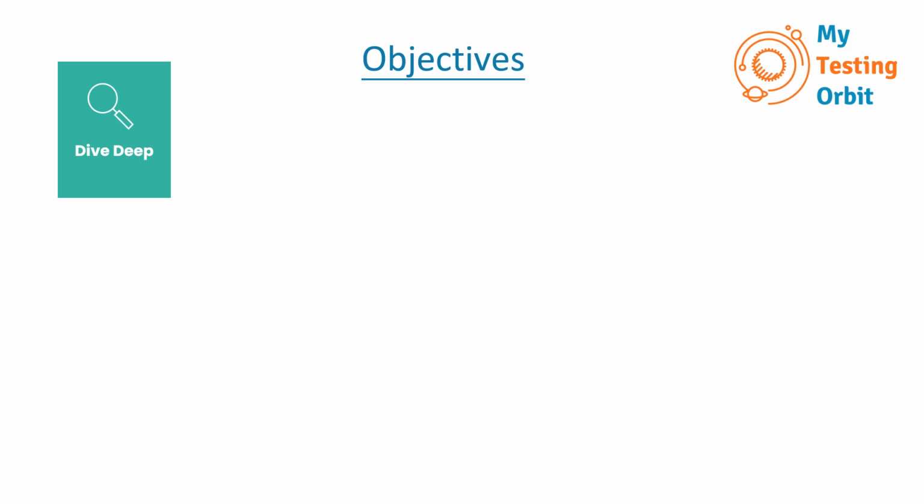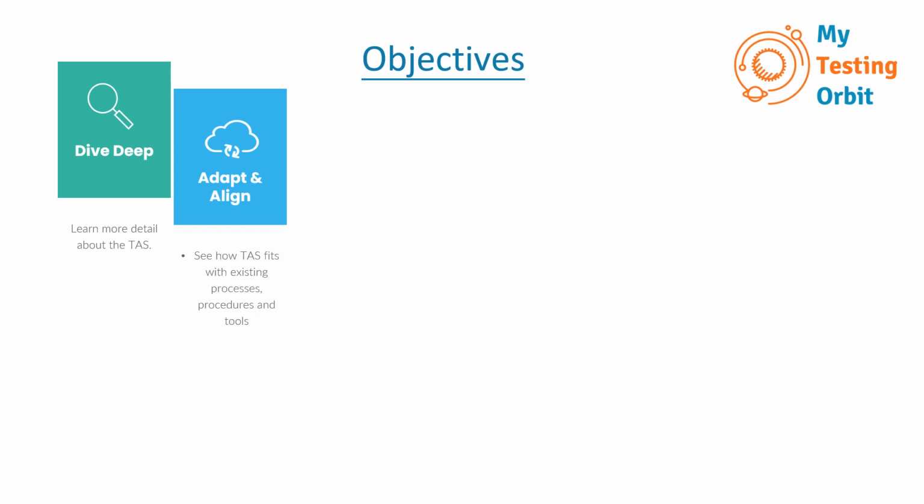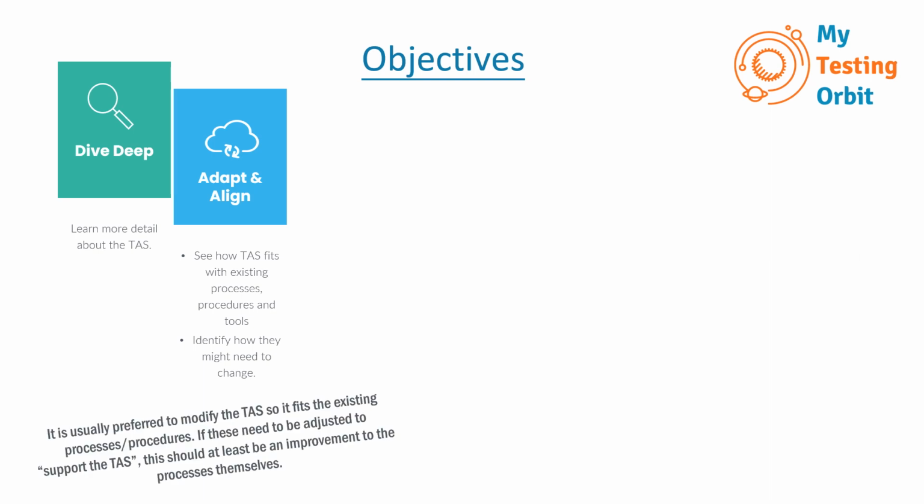First, we have dive deep. Learn more detail about the TAS. Think of it as studying a new tool so you can use it effectively. Then we have adapt and align. See how TAS fits with existing processes, procedures, and tools. Identify how they might need to change. It is usually preferred to modify the TAS so it fits the existing processes/procedures. If these need to be adjusted to support the TAS, this should at least be an improvement to the processes themselves.